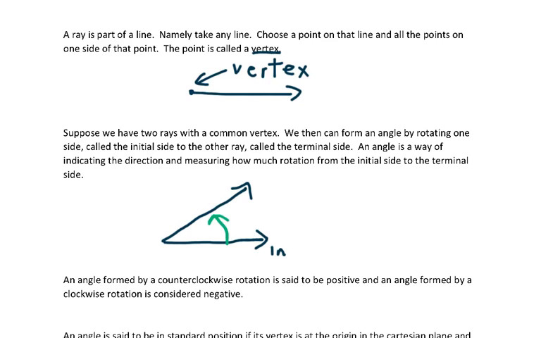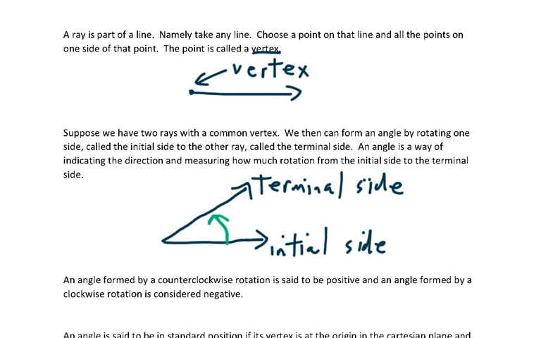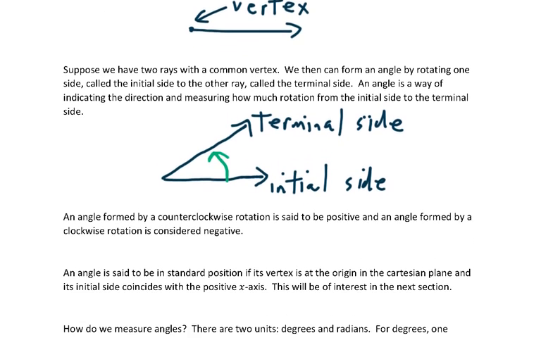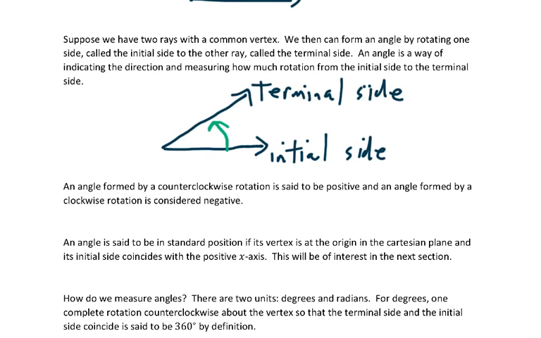So this here, again, the starting ray, so to say, is what we call the initial side. And the ray we end at is what we call the terminal side. That's what an angle is. Now, an angle not only measures how much of a rotation, but it also measures direction. What do I mean by that? Well, by definition, an angle that's formed by a counterclockwise rotation, as here, is by definition positive.